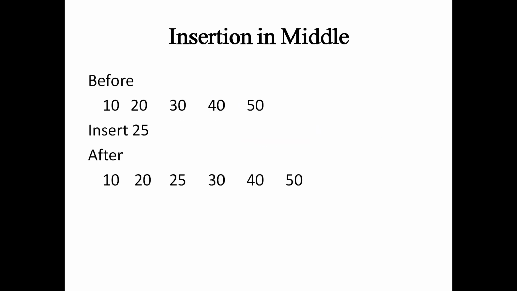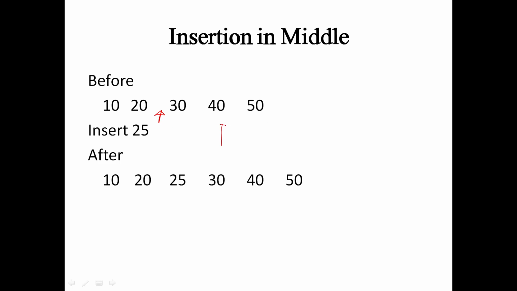And next comes insertion in the middle. Now let's look at insertion in the middle. Suppose we want to insert 25 into an array which already has elements 10, 20, 30, 40, 50. So 25 should be placed between 20 and 30. But 30 is already occupying that location, right? So we need to create a space first.